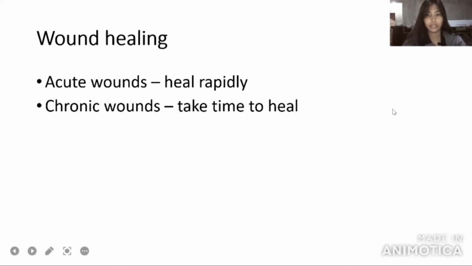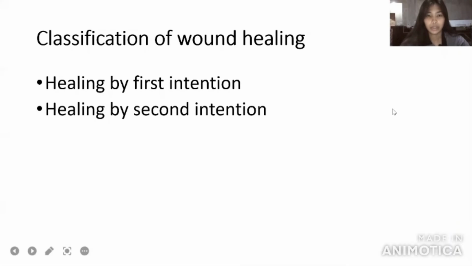So some terminologies that we need to understand are acute wounds and chronic wounds. Acute wounds heal rapidly, while chronic wounds take time to heal. Here we have the classification of wound healing. There are two types. First is healing by first intention, which may be referred to as primary union, and second is healing by second intention, also referred to as secondary union.